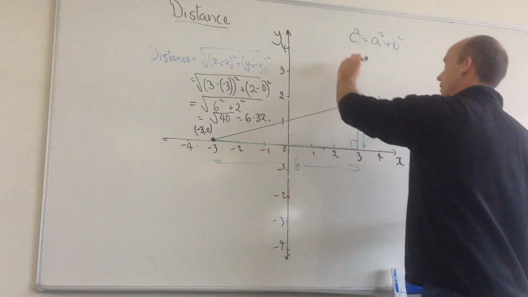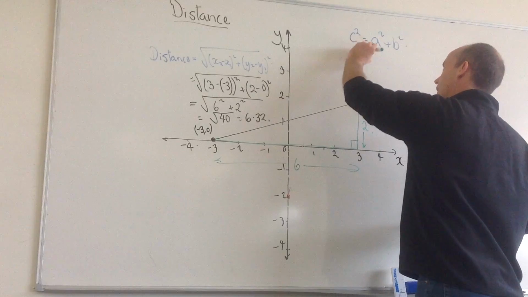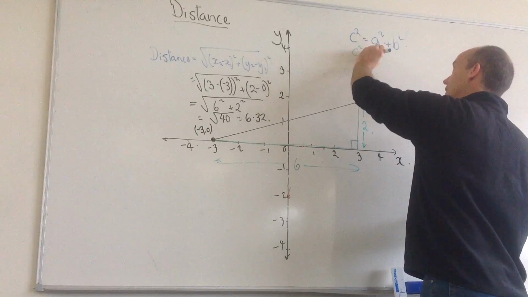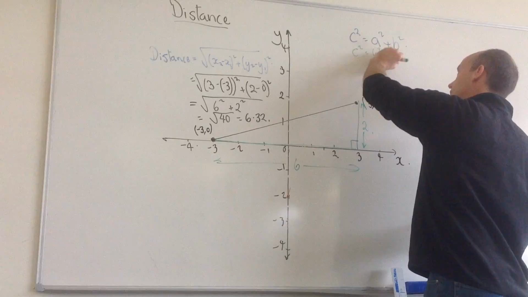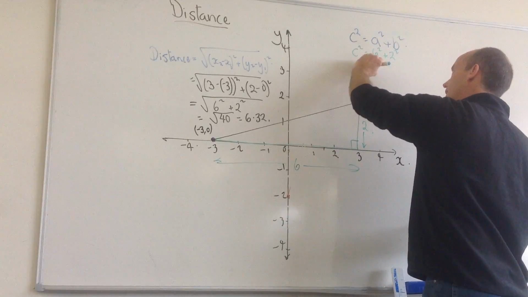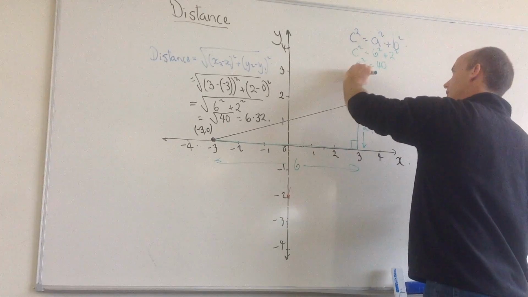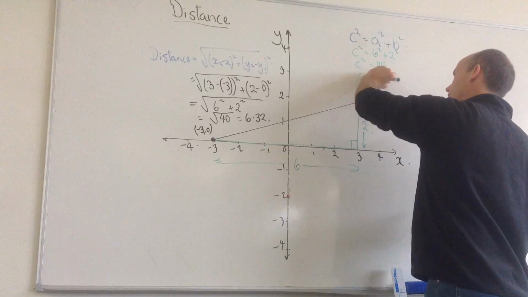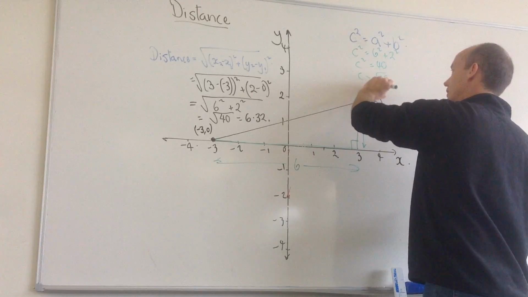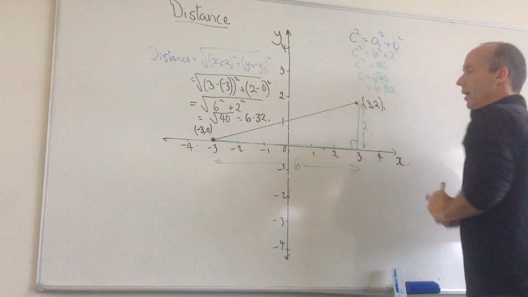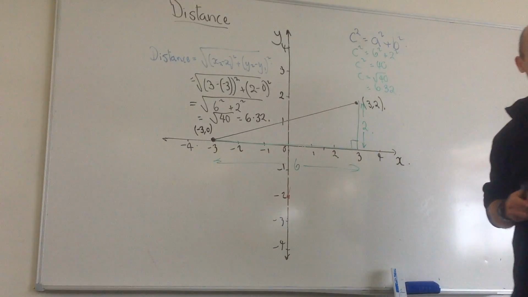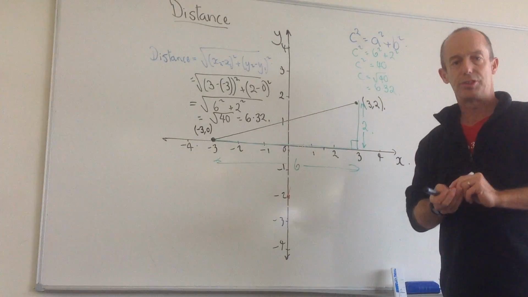And then I'm just using this formula. So c squared is equal to 6 squared plus 2 squared, c squared is equal to 40, c is equal to the square root of 40, which is equal to 6.32. Same thing, but in one we're using the formula, one we're just drawing triangles.